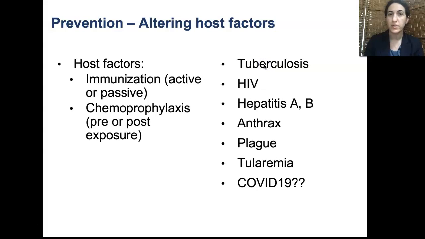If possible, reducing host susceptibility is an important way to reduce risk. Both active and passive immunization and use of medications for pre-exposure prophylaxis or post-exposure prophylaxis can be effective. Some of these approaches are used for HIV, tuberculosis, anthrax, and other diseases. Scientists are actively looking to identify similar protections against COVID-19.